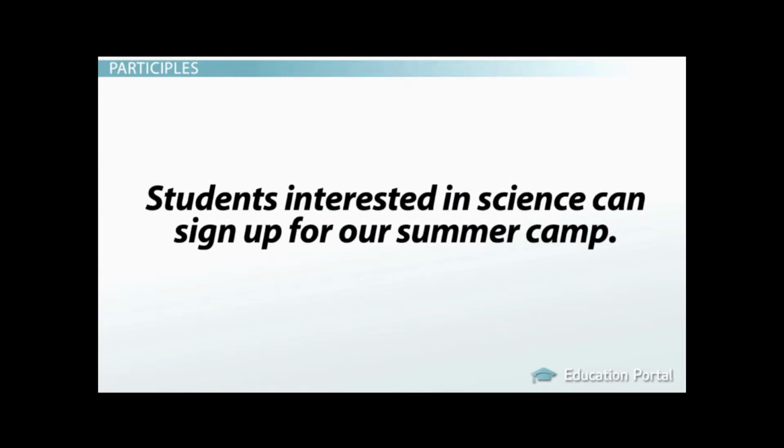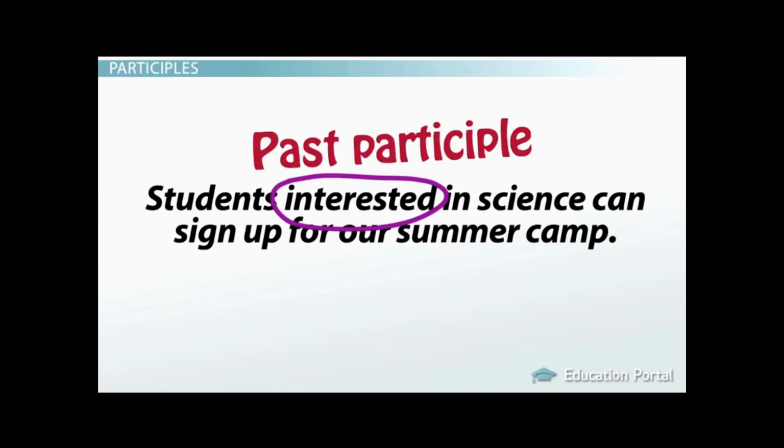Here's an example of a past participle. Students interested in science can sign up for our summer camp. The participle interested is in the past tense, and it describes the plural noun, students. So, we identify the verb interested as a past participle.